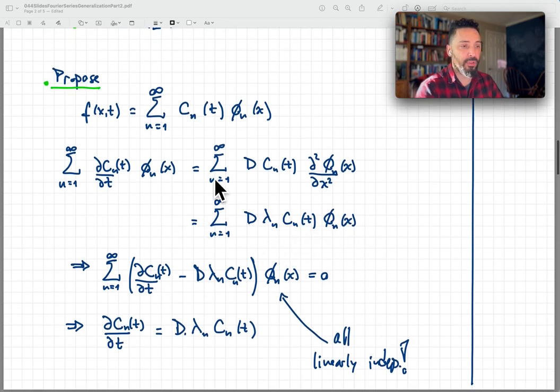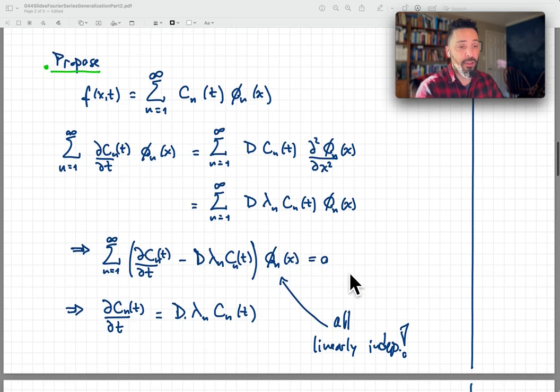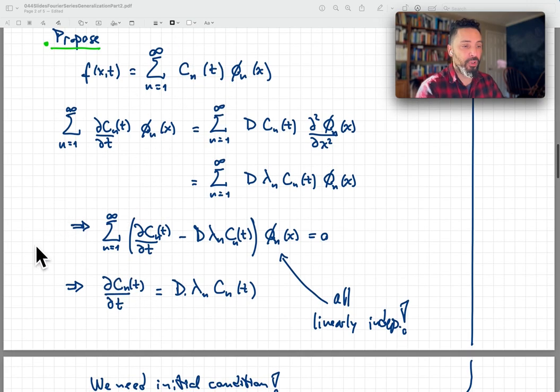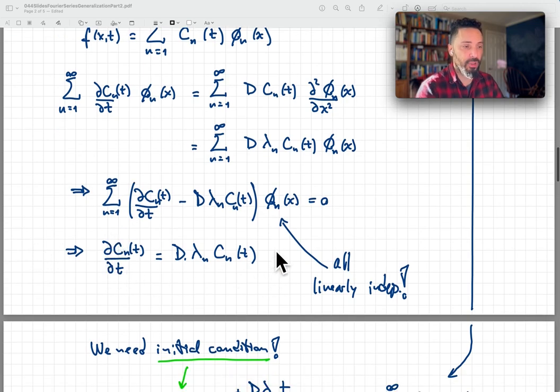If we put this on the other side of the equation, then we can summarize this result in this form. So we have the sum from n equals 1 to infinity, this parenthesis times our functions of our basis, all equal to 0. Now these functions are all linearly independent, and so it must be that this parenthesis vanishes. And this is how we derive the equation that I showed last time for the time dependent part of the expansion, which I didn't tell you how to derive last time. So this is how you derive that equation.